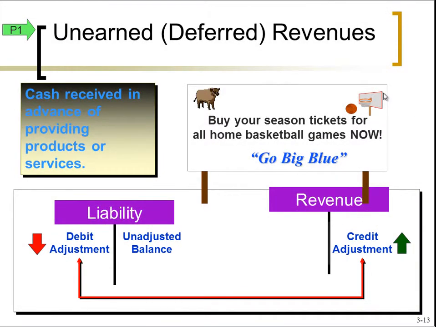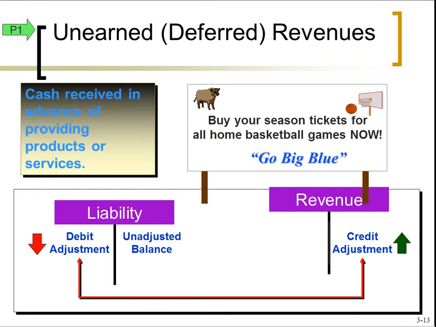So now we'll move on to the other side where we have the unearned revenues. This is where we've received cash. We've received a lot of cash up front, and we have to recognize that, but we're not going to count the actual revenue until we earn it over time. So the example they give us here is season tickets.